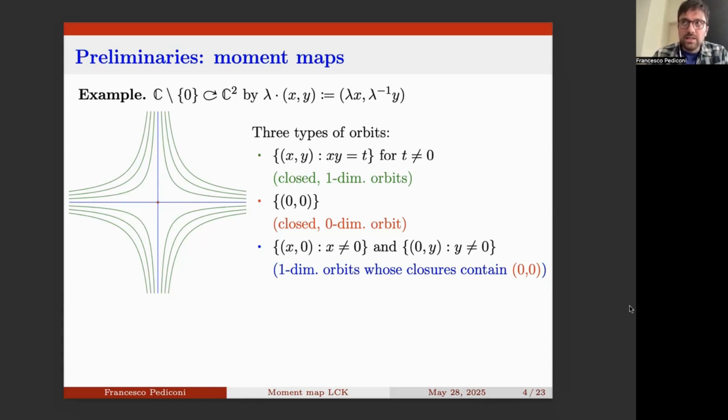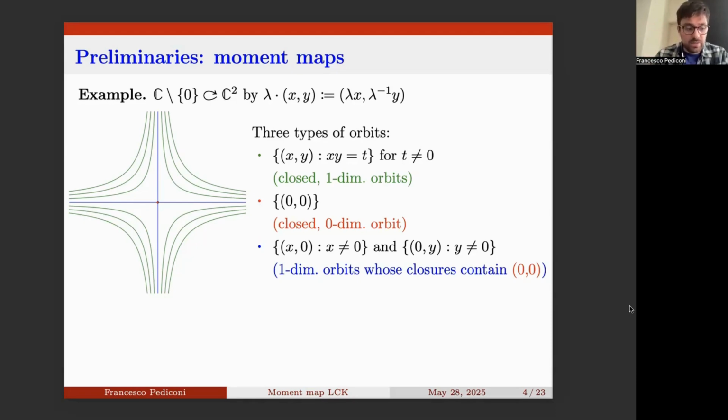It is easy to describe the orbits of this group action, and in this setting you can find basically three types of orbits. The first type of orbits are the ones in green in this picture, and are the hyperbolas xy equal to t for some value t different from 0. These are one-dimensional orbits and they are closed. Then you have another orbit, which is the origin, containing just one point, (0, 0).